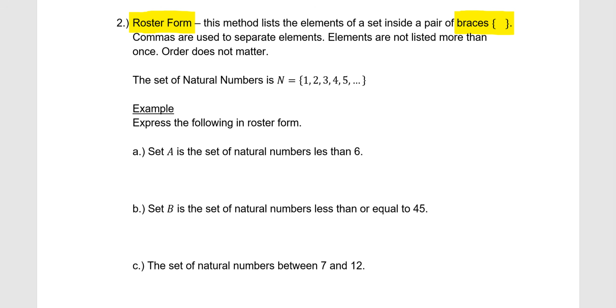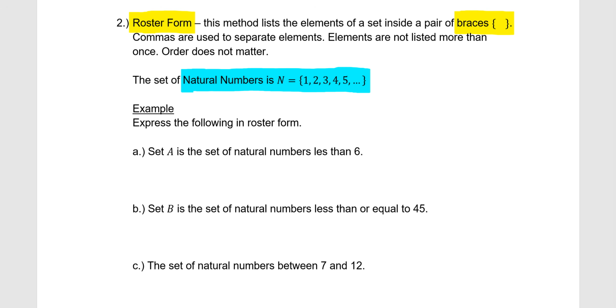An example of a set in roster form is going to be this set of natural numbers here. This is a very important set that we're going to be referring to a lot. The natural numbers are the set which we can denote with a capital N. It's the set of counting numbers 1, 2, 3, 4, 5, 6, 7, and so on, all the way to infinity.